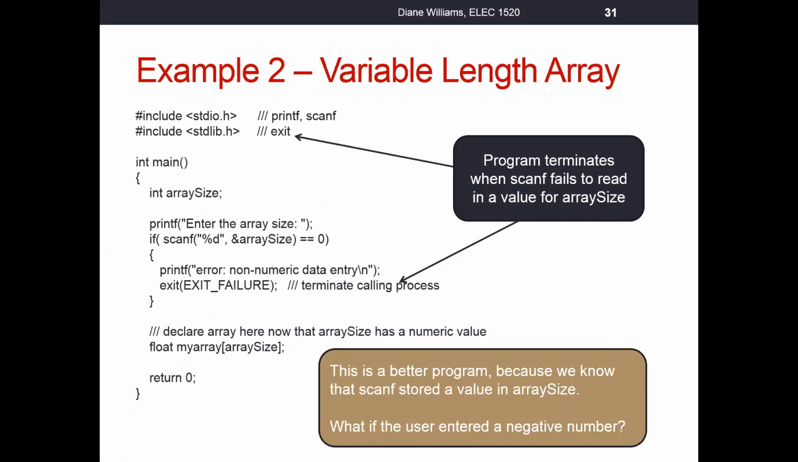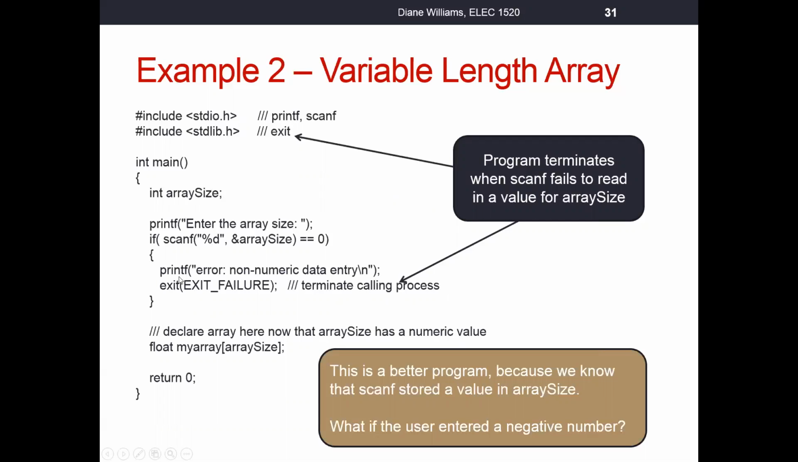Now, here's something else we could do in terms of scanf. I was using the return statement. There's also an exit function we can call. It's defined in the standard library. So rather than return, we can code exit. We can pass it this macro that's already defined in there, EXIT_FAILURE. This will terminate the calling process. In this case, it will actually terminate main.